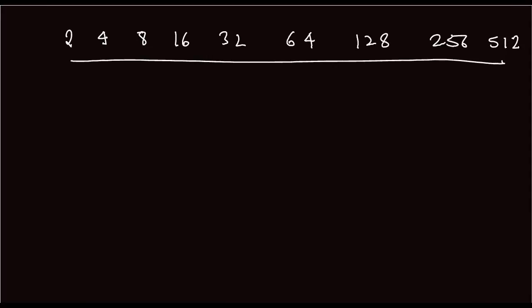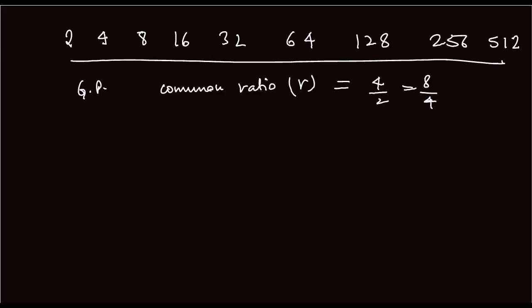Now, another example for this can be 2, 4, 8, 16, 32, 64, 128, 256 and 512. You have to calculate the sum of these. This is a GP, and the common ratio, which we denote by R, would be 4 by 2, or you can calculate it by 8 by 4. If it is a GP, then you just have to see the first two terms.